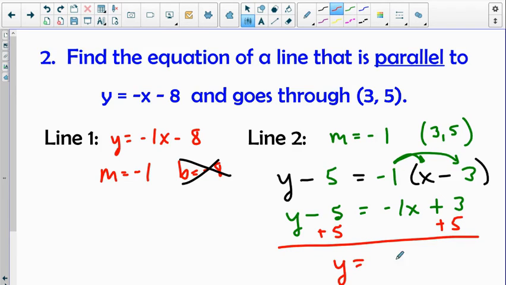I get y equals, and I know it's -1x, but I really should just write -x. And then I add together 3 and the 5 to get 8. So y equals -x plus 8. So both lines have a slope of -1, and we have different y-intercepts. And that equation, y equals -x plus 8, if I were to graph it, would go through the point (3, 5).